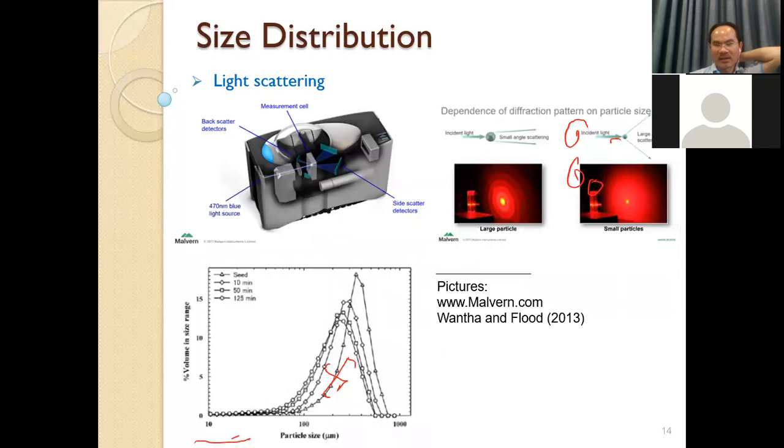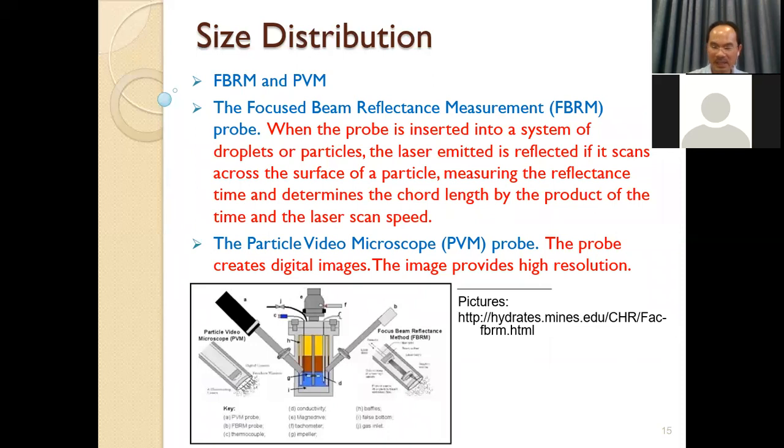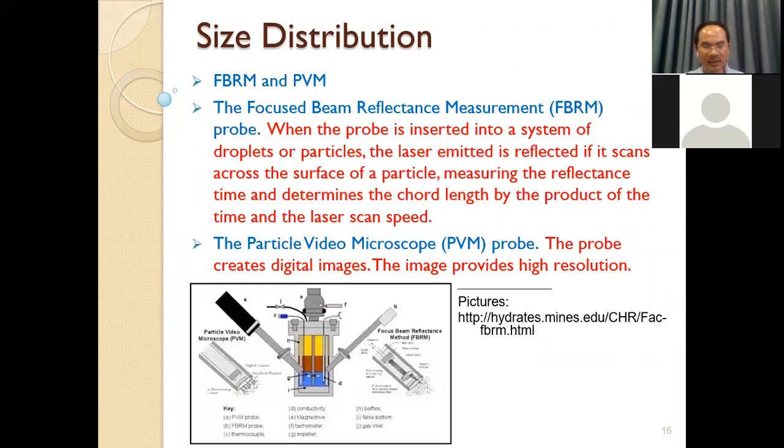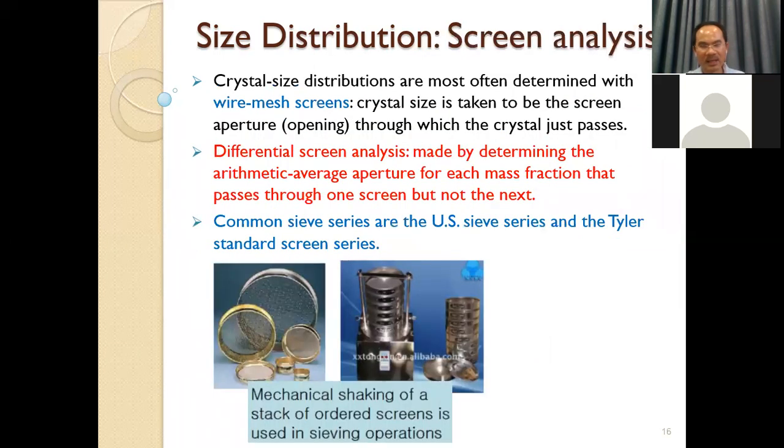Another technique is light scattering. For light scattering, we use the Malvern or Mastersizer. In HUT, there is a lot of this equipment, but not in my lab. In my lab, we have FBRM, PVM, and Mastersizer. This is the light scattering technique. The most commonly used in industry is cheaper when compared to the automatic equipment. It's cheaper and used for common industry, because this is the screening analysis, the sieve analysis.